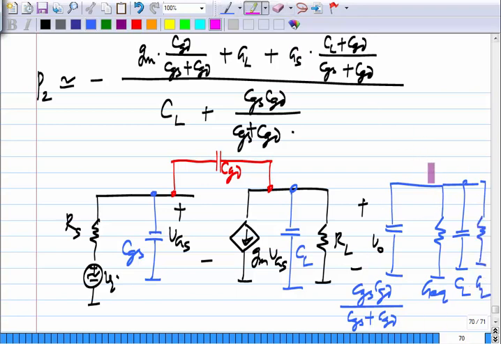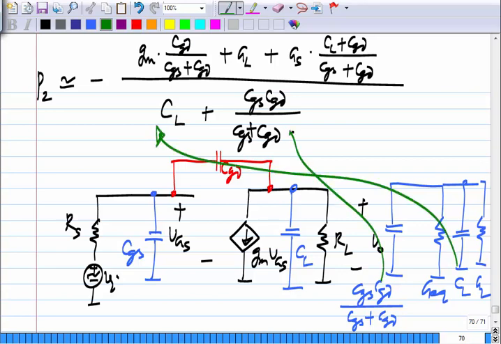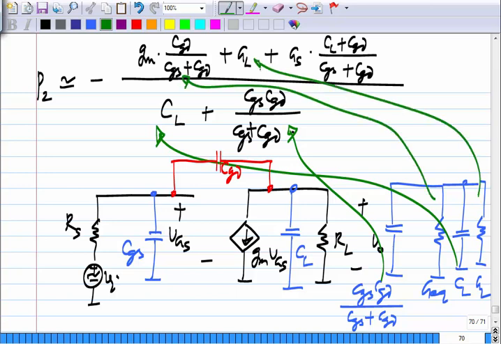Now, if you just looked at this network, where would you say the time constant was? It's the effective resistance times the effective capacitance, right? Or the pole would be effective conductance divided by the effective total capacitance. Okay? And that's exactly what we see. So, this CL appears there, this equivalent capacitance is there, and this conductance is what you see there, and this is what you see over there.